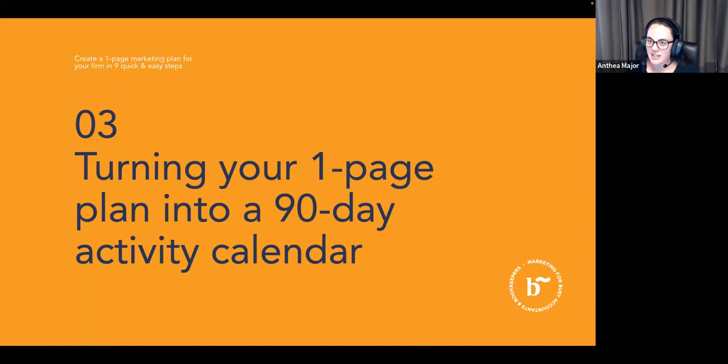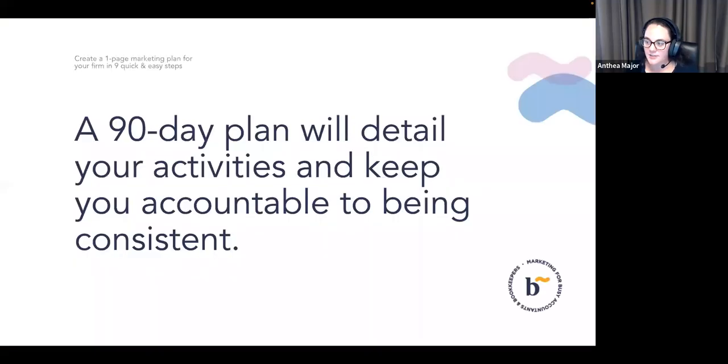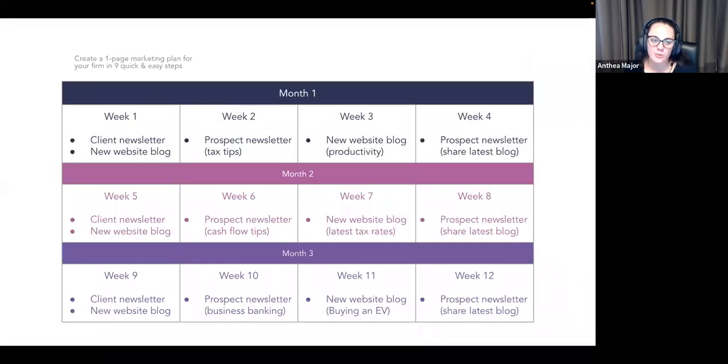All right, now turning it into a 90-day activity calendar. Now that we know who we're going after and what activities we're going to do, we can work out the schedule for them. So once you have the blueprint, I'd move on to the 90-day plan stage of things. There is a document I'll talk through in a second for all this, but this is going to detail your marketing activities for the next 3 months and hopefully keep you on track with them and accountable.